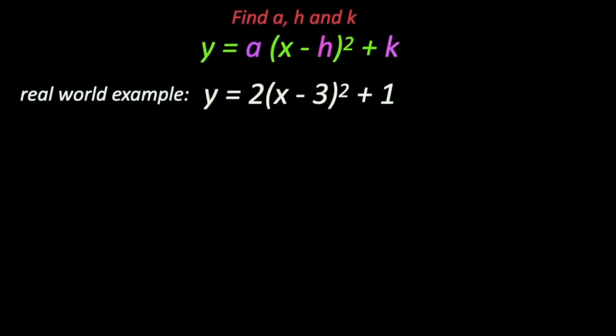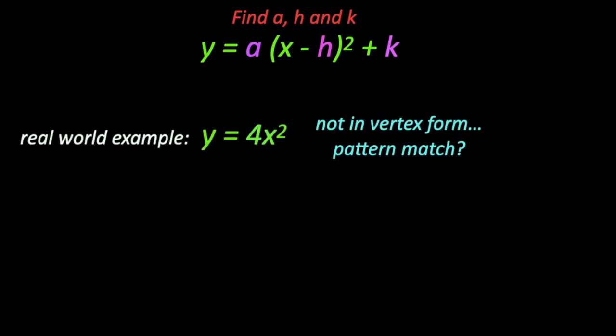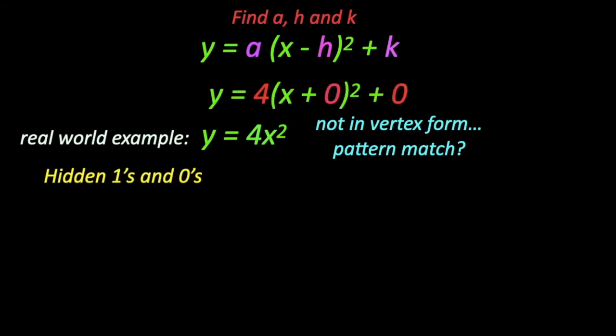It's important when you're presented with the real-world example to identify the a, h, and k values. And how do you do that? You pattern match. However, sometimes you're presented with an equation like this. This equation is not in vertex form. How do we pattern match this? Where is the a, h, and k when you're looking at the equation y equals 4x squared? Well, here, ladies and gentlemen, you use hidden ones and zeros. When you expand it out like this using hidden ones and zeros, then it's clear that the a is 4, the h is 0, and the k is 0.